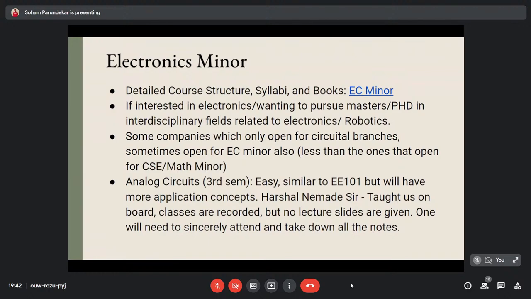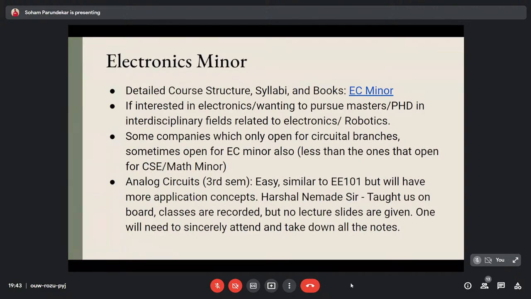But that being said, if you are looking at this course from the placements point of view or from the intern season's point of view, then you should know that all the companies which open for CAC and math minor do not open for EC minor. But there are some companies which do open for EC minor that come for circuital branch placements.